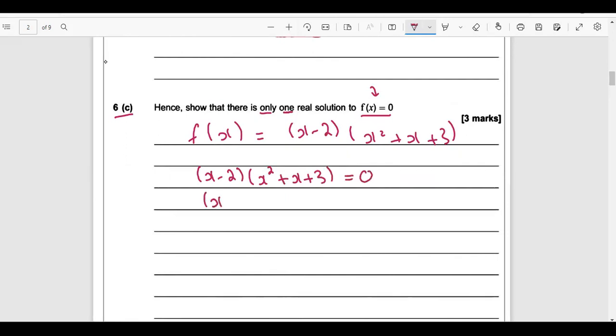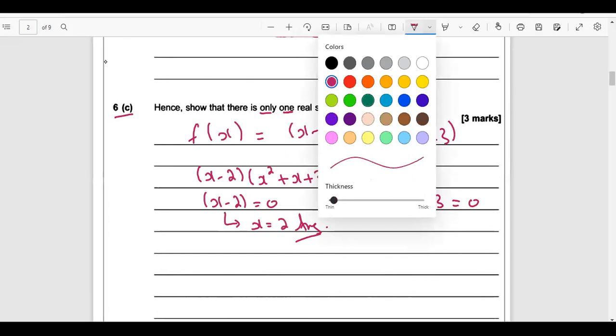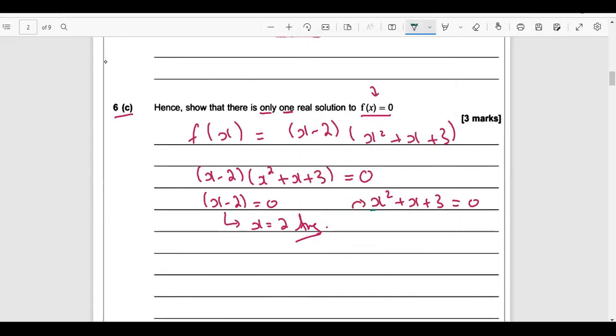So this would give me x minus 2 equals 0, and this would give me x squared plus x plus 3 equals 0. So one solution is very clear. It would be x equals 2. This would be one solution, and the other solution would come by either doing middle term breaking for the quadratic equation or using the quadratic formula. But the fact it says we need to show that it has one real solution only. So it would be that for this quadratic equation, there won't be any solution.